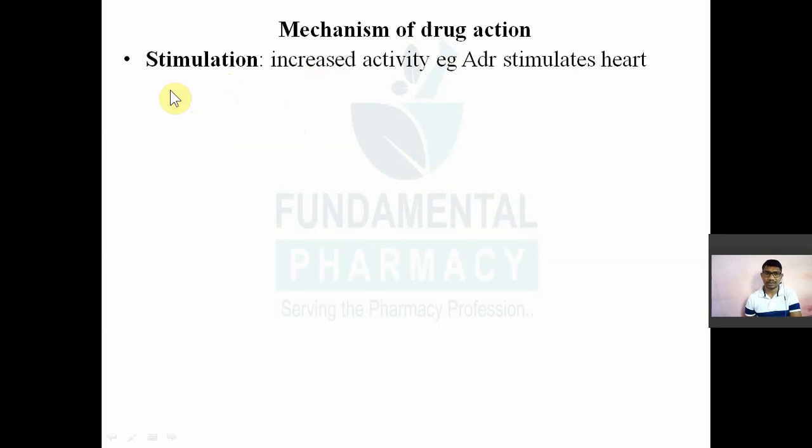So a drug may act as a stimulant. There are certain drugs exerting their stimulant action. For example, adrenaline will stimulate the heart in case of shock. Adrenaline is a drug of choice in case of anaphylactic shock. So adrenaline stimulates the heart, and it is the drug of choice in case of anaphylactic shock. So it exerts its action by stimulation.